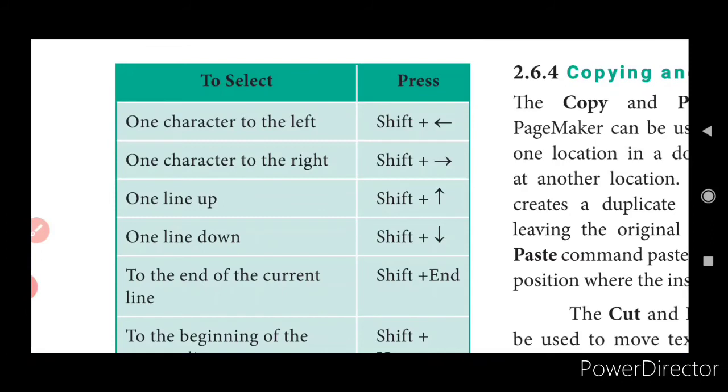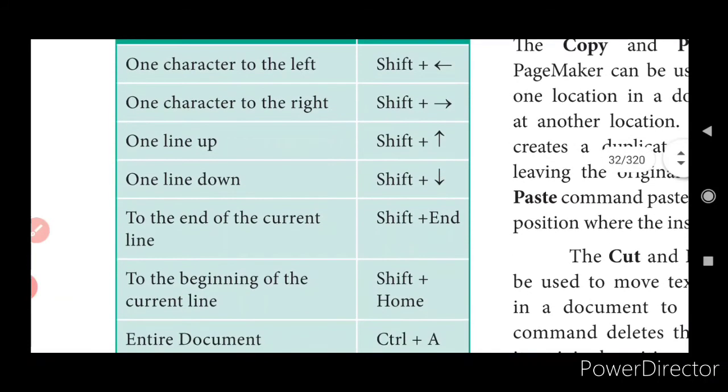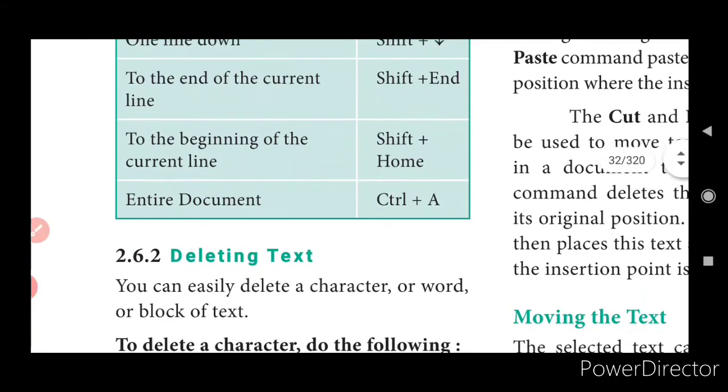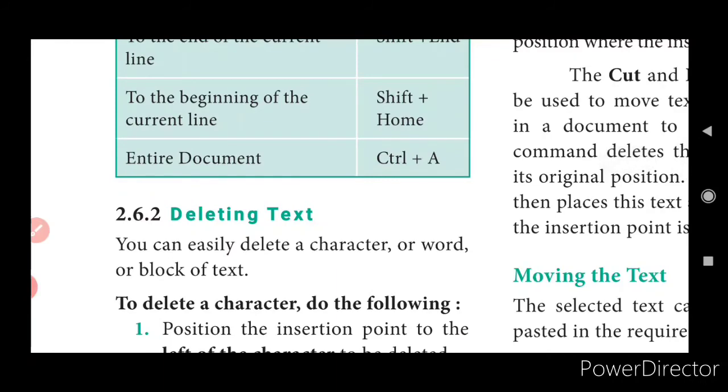For selecting up, Shift plus up arrow. For selecting down, Shift plus down arrow. To select to the end of the current line, Shift plus End. If I want to select to the beginning of the current line, Shift plus Home. And for the entire document, it is Control A.